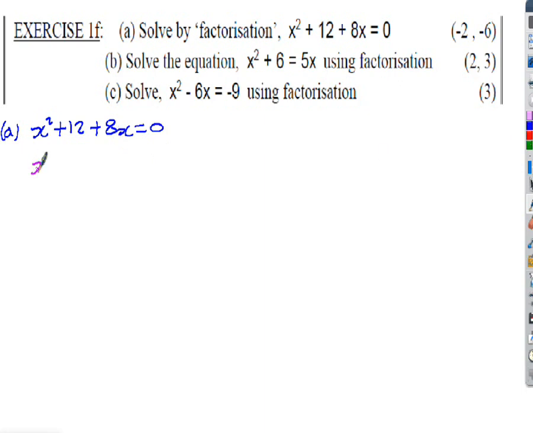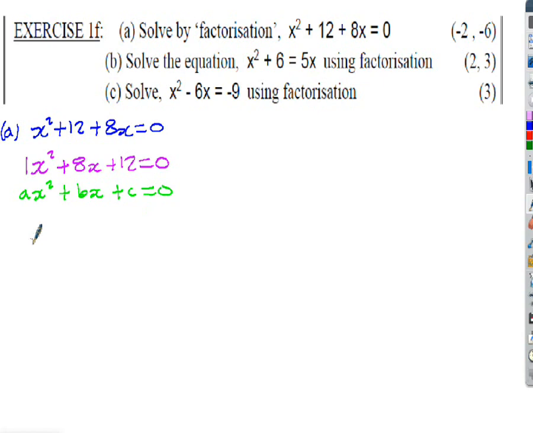So I'm going to write that as x squared plus 8x plus 12 is equal to 0. Now I have my form of ax squared plus bx plus c is equal to 0. I cannot divide by any whole numbers here to simplify the equation further. So that's my equation to solve, the x squared plus the 8x plus 12.